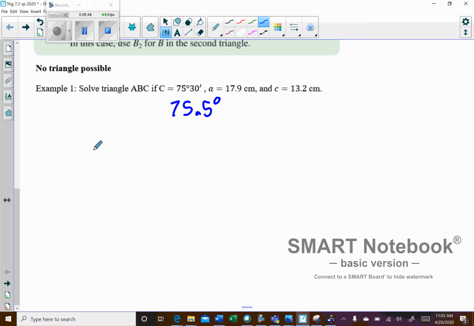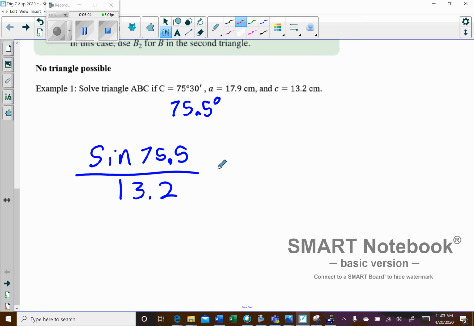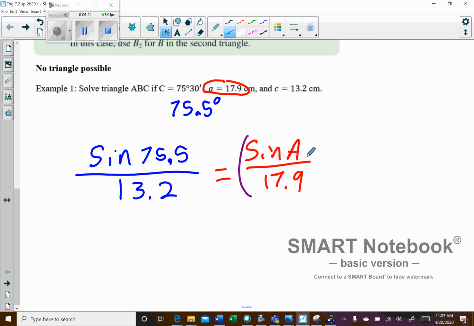So we're going to have, and it doesn't matter which one goes on top. So I'm going to put sine on top. So sine of 75.5, and then on bottom we'll put the side that goes with that, which is going to be 13.2. And then we're going to set that equal to, and we're going to create a ratio here with side length A. And so we don't know what sine A is. So we'll put sine A on top all over 17.9.